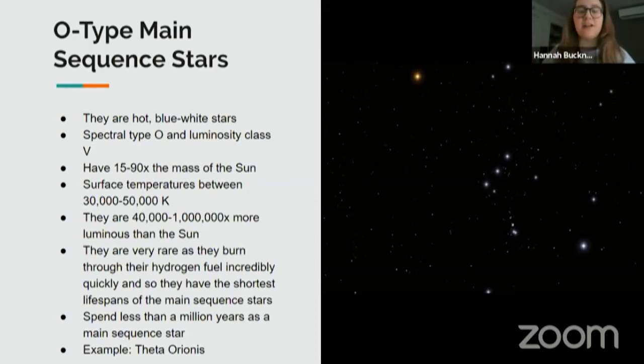They are 40,000 to 1,000,000 times brighter than the sun, which, if you're outside and you can't even look up at the sun, you're going to get blinded. These stars will blind you.